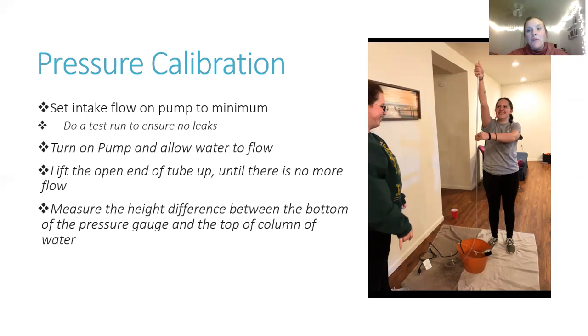You might get a little bit wet in this portion. Once there's no flow, just measure the height difference between the pressure gauge and the top of the column of water. And then also make sure that you record the pressure reading. Then you're going to change the intake flow to intermediate and then maximum, and repeat this.